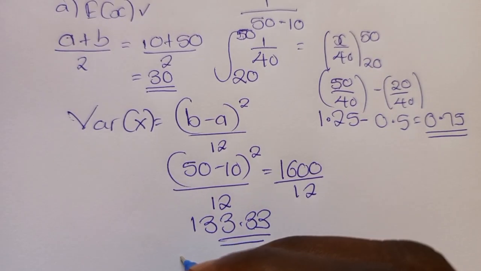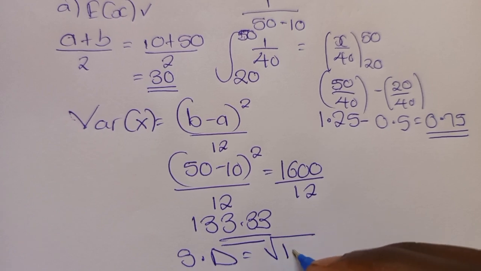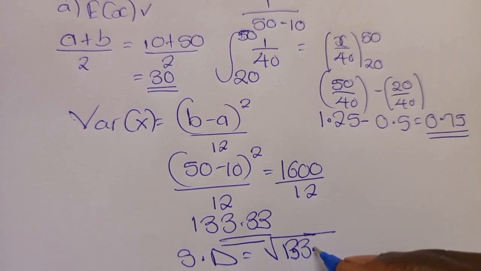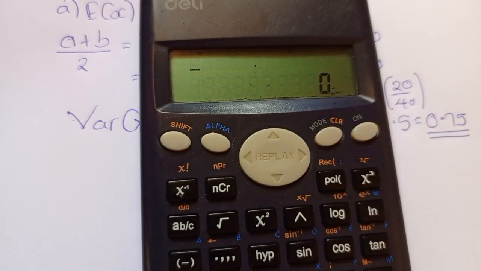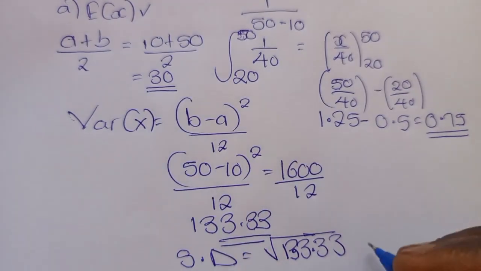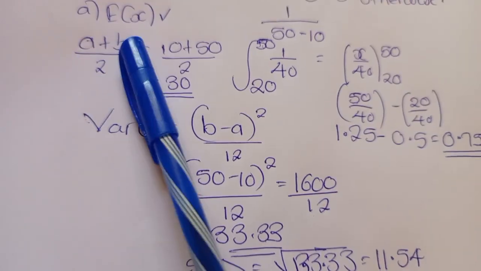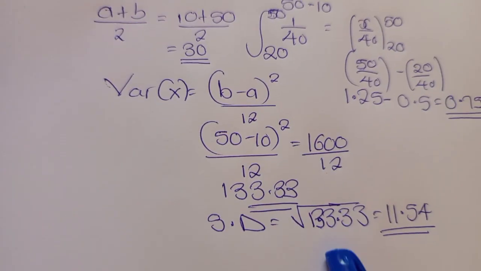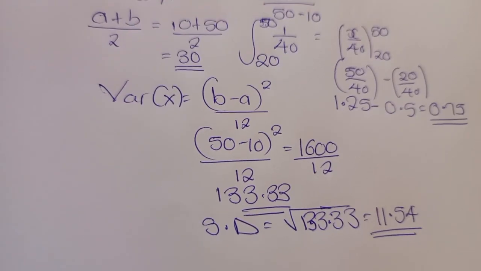So we can calculate the standard deviation from this particular amount. Remember, standard deviation is just the root of variance. So we just square root 133.33, and we get the value to be 11.54. So this is how you calculate expectation, variance, and the standard deviation under uniform distribution.